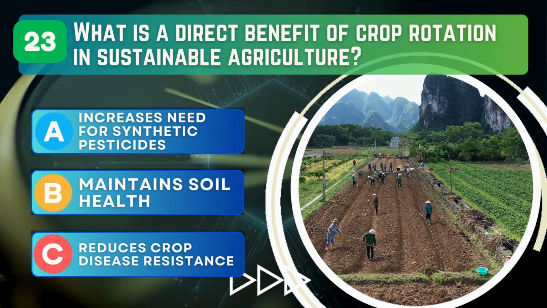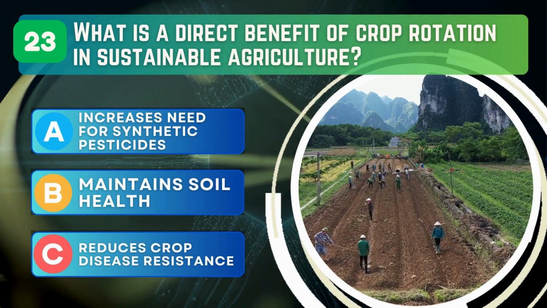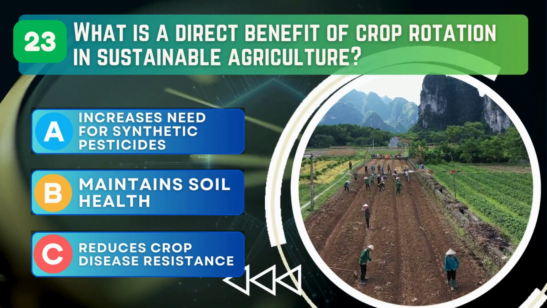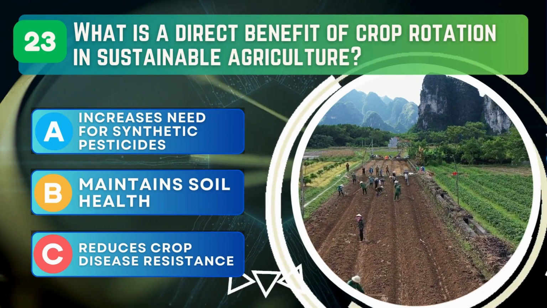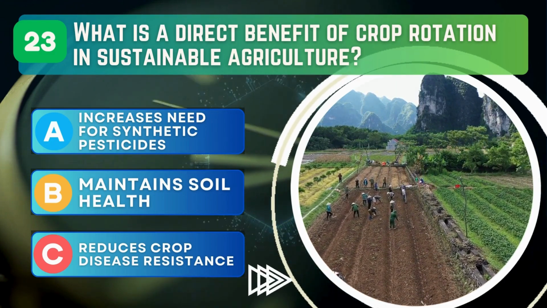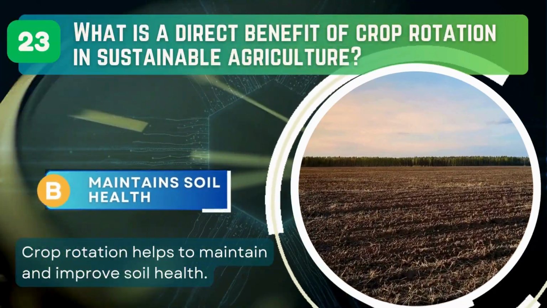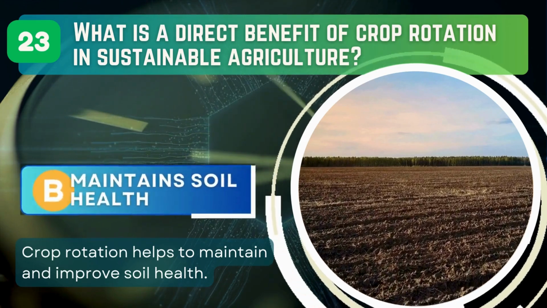What is a direct benefit of crop rotation in sustainable agriculture? Maintains soil health. Crop rotation helps to maintain and improve soil health.